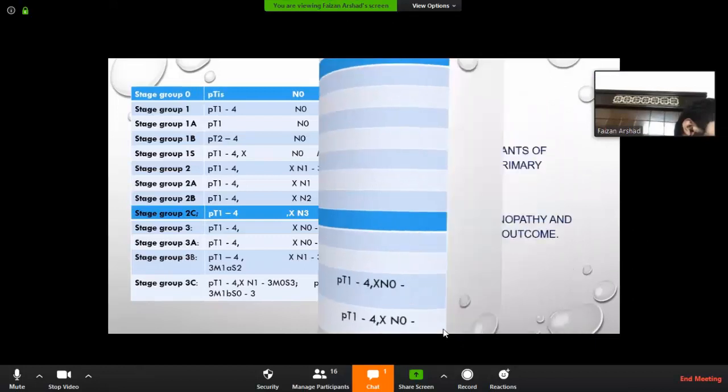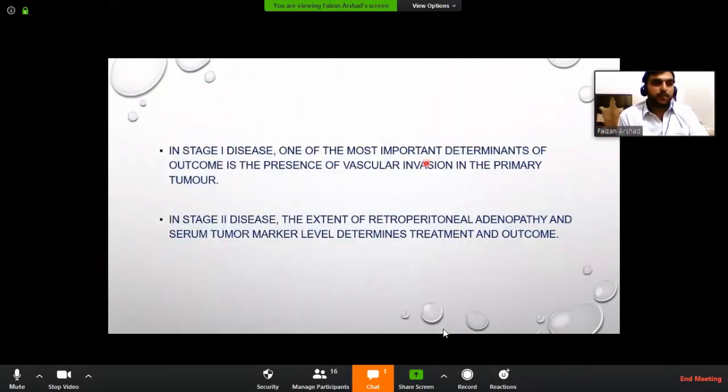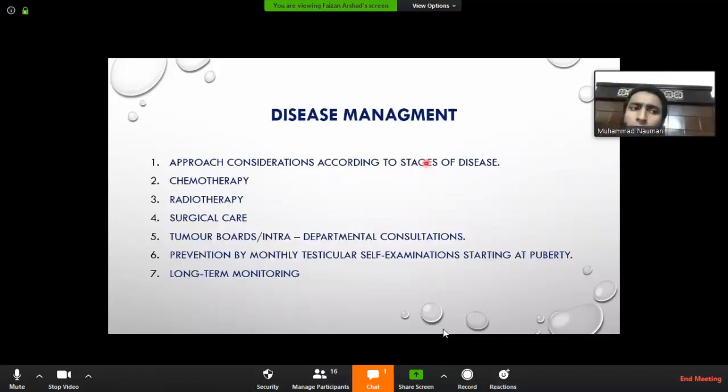In stage 1 disease, one of the most important determinants of the outcome is the presence of vascular invasion in the primary tumor. In stage 2 of the disease, the extent of retroperitoneal adenopathy and serum tumor markers level determine the treatment and outcome. Disease management. These are the steps we follow in the disease management. Approach consideration according to stage of the disease, chemotherapy, radiotherapy, surgical care, tumor boards or intra-departmental consultations, prevention by monthly testicular self-examination starting at puberty, and long-term monitoring.